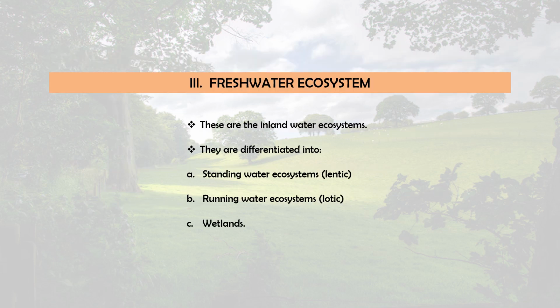Now the next one is the freshwater ecosystem. These are the inland water ecosystems, and they are differentiated into three types: standing water ecosystems, which are known as lentic ecosystems; running water ecosystems, which are known as lotic ecosystems; and the third one is wetlands.